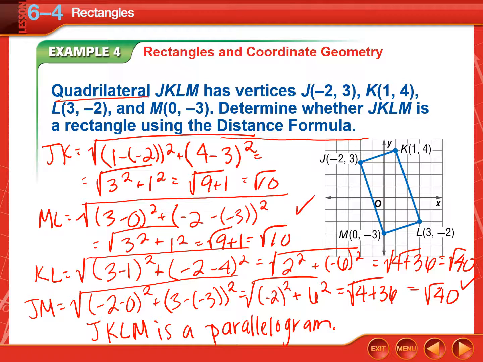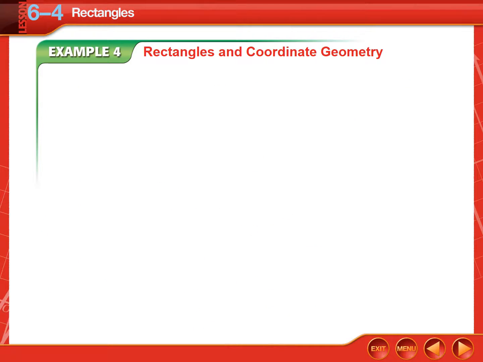All right. However, we're trying to prove that JKLM is not just a parallelogram. We're trying to prove that JKLM is a rectangle. All right, so now to prove that JKLM is a rectangle, remember, we need to prove that the diagonals are going to be congruent to each other.